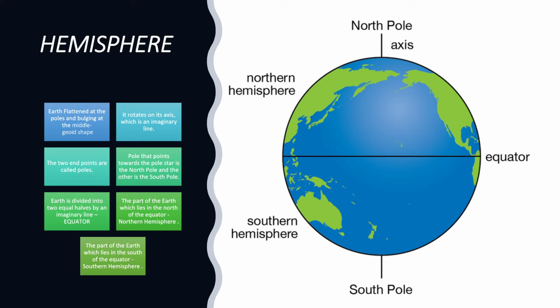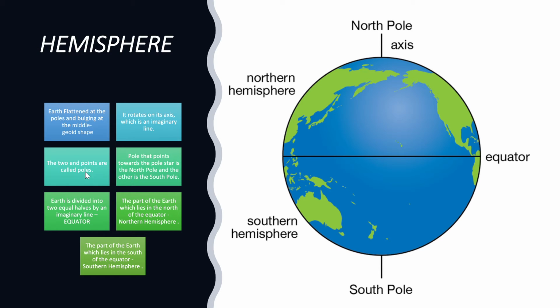Now we know that the earth is flattened at the poles and bulging at the center. This shape of the earth is known as the geoid shape. Earth is flattened at the poles and bulging at the middle. It rotates on its axis, which is an imaginary line.